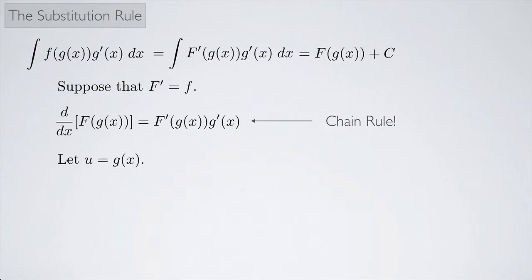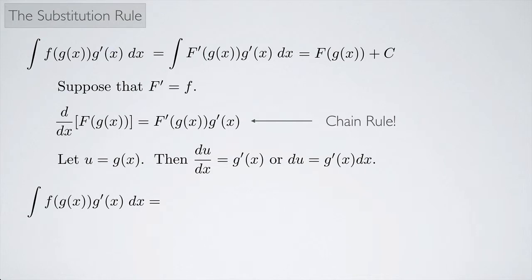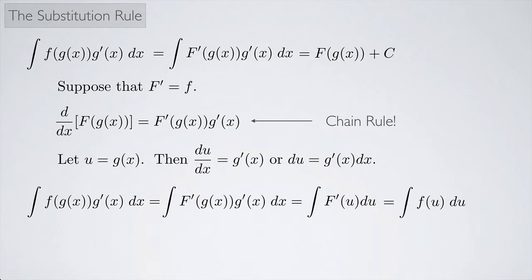Now, let's try and connect this to u. So let u equal g of x. That's essentially what we've been doing here. Then we know that du dx is g prime of x, or if I treat them like differentials, du is g prime of x dx. And so that tells me then that this integral that I started with, the integral of f of g of x times the derivative of g, written in terms of u, would look like capital F prime of g of x times the derivative, and then that in terms of u would be capital F prime of u du. And that's just the integral of little f of u, because remember, capital F prime is little f. That's the substitution rule in a nutshell.